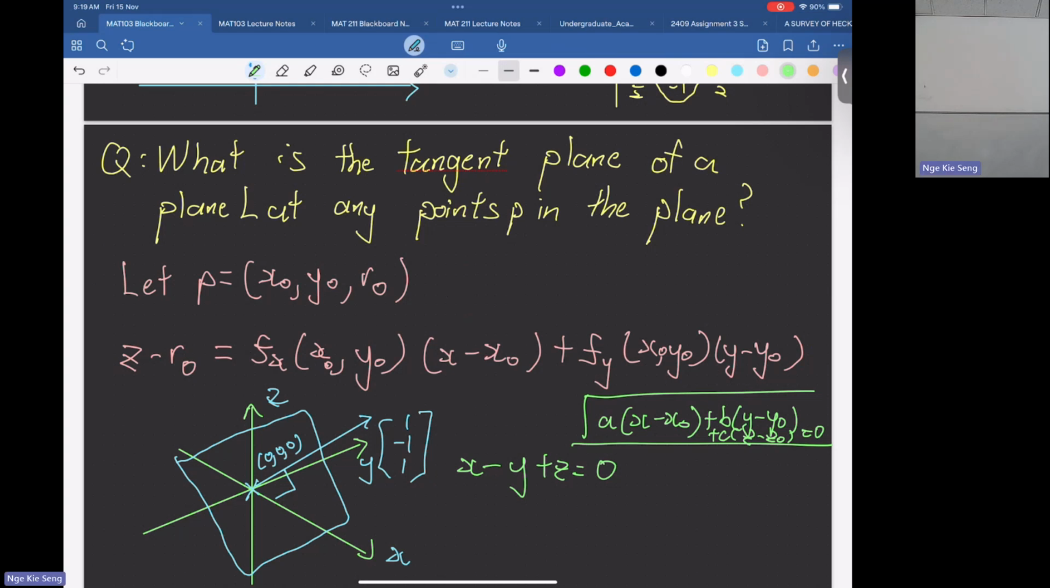Why do we choose x and y? Not really, it's actually the same. You pick any two, it's the same. But why do you pick xy over yz or xz? Why? What kind of convenience do you want?